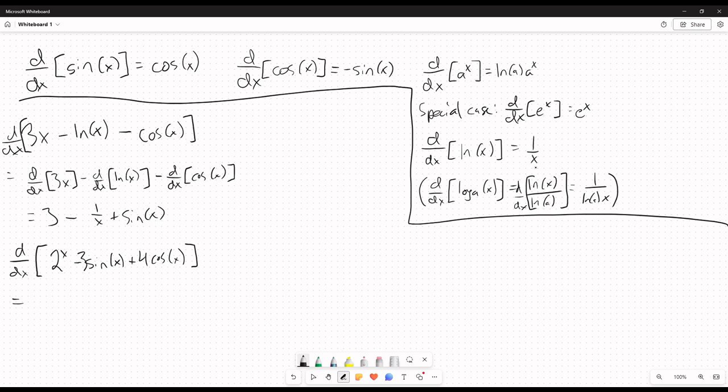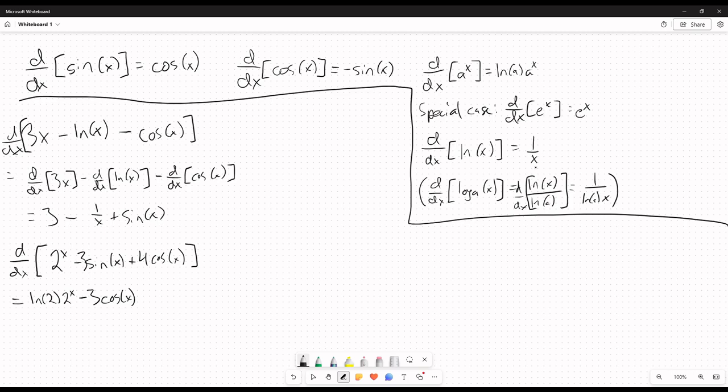So the derivative of the first term, we use our rule, is going to be the natural log of 2 times 2 to the x, minus 3 times sine of x. That's going to be a constant multiple rule, so there'll be a minus 3 out front. And the derivative of sine of x is cosine of x. So that's going to be minus 3, that's our constant multiple, cosine of x.